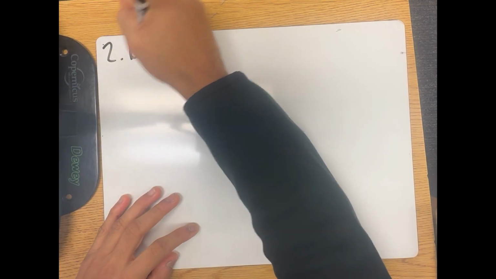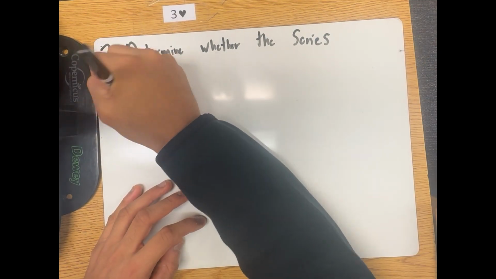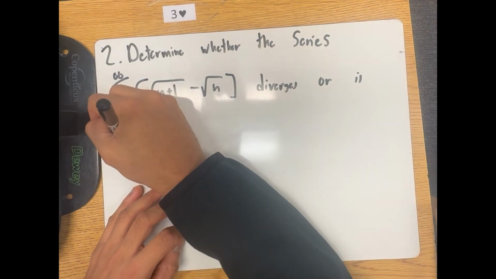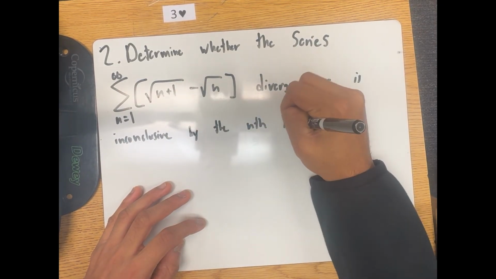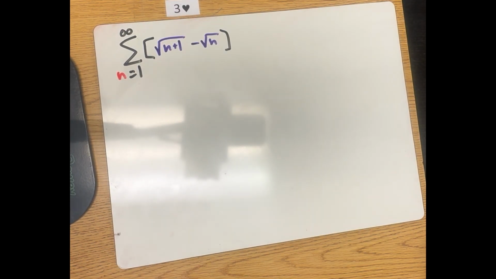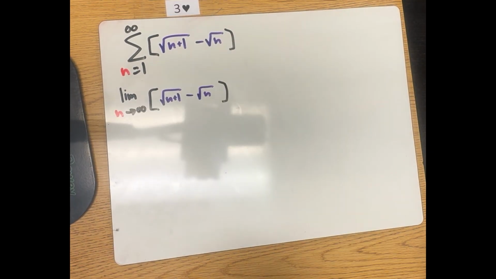Example number 2. For this example, we are asked to determine whether the series diverges or state that the n-term test is inconclusive for the sum from n equals 1 to infinity of square root of n plus 1 minus square root of n. Once again, we must begin by finding the limit as n approaches infinity for the sequence, square root of n plus 1 minus square root of n.